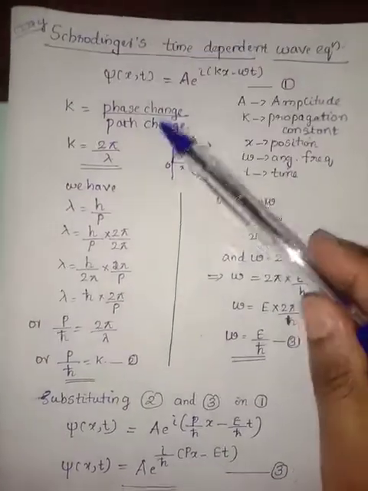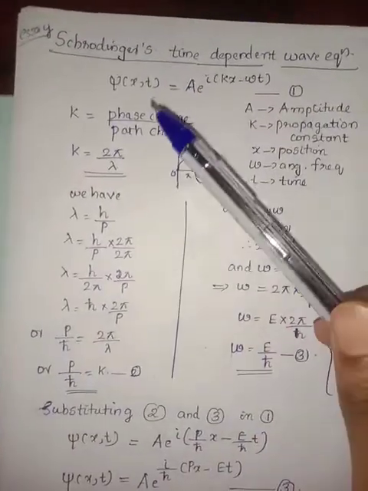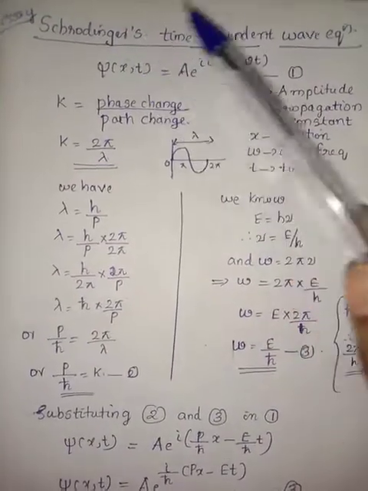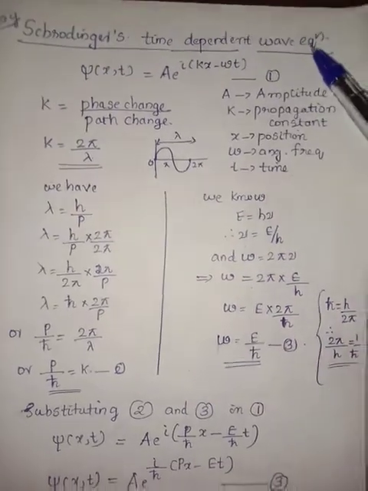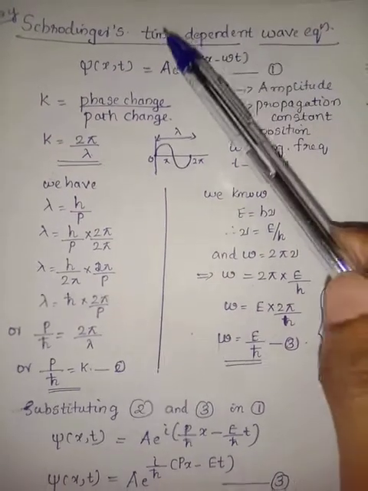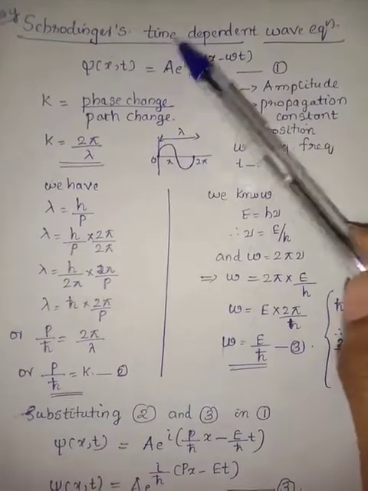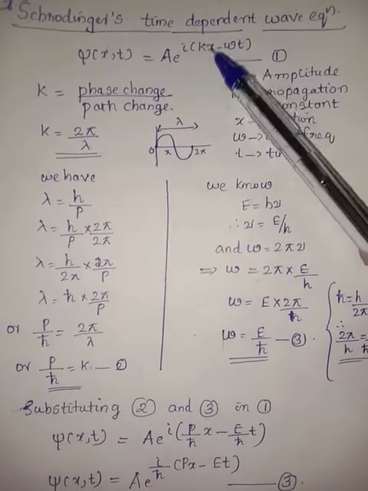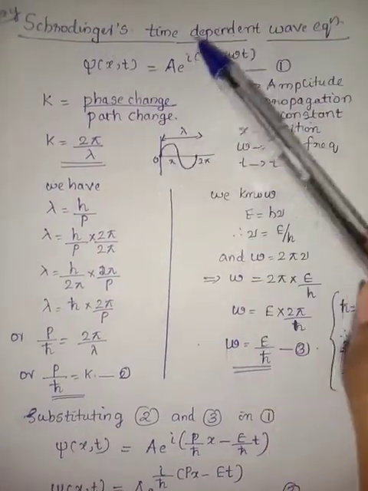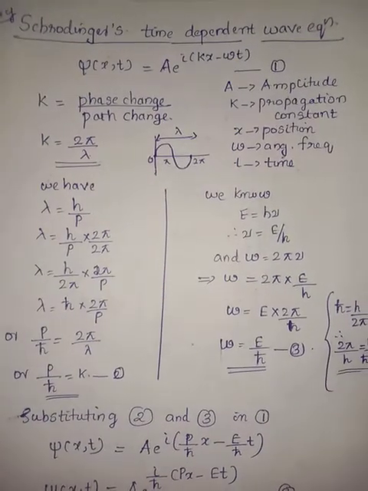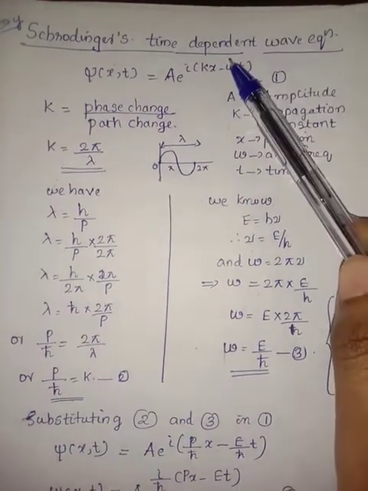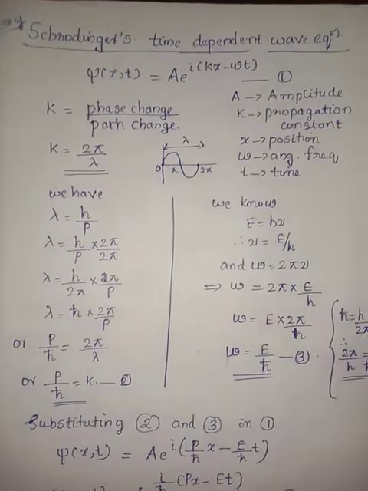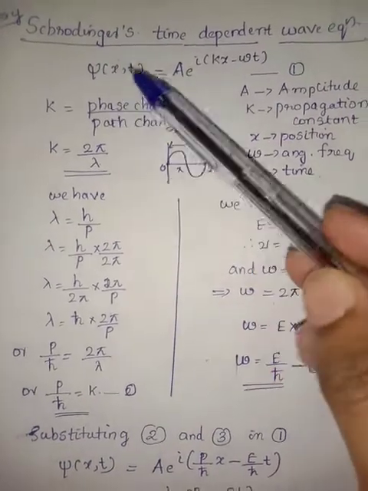Now the important essay of this chapter, first essay, is Schrodinger's time dependent wave equation. We have to study both the time dependent and time independent wave equation. The first one is Schrodinger's time dependent wave equation, which means it is an equation which depends on time. For that we are starting from the wave function psi of x, t.